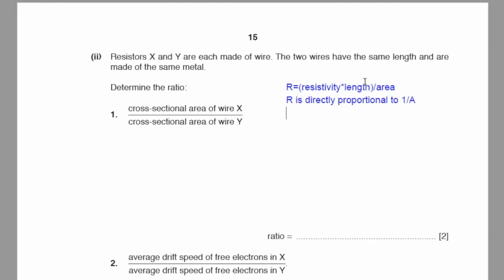Now the cross-sectional area of X is equal to 1 by 8, and that of Y is equal to 1 by 2. Now when you divide 1 by 8 by 1 by 2, you get a ratio of 1 by 4.